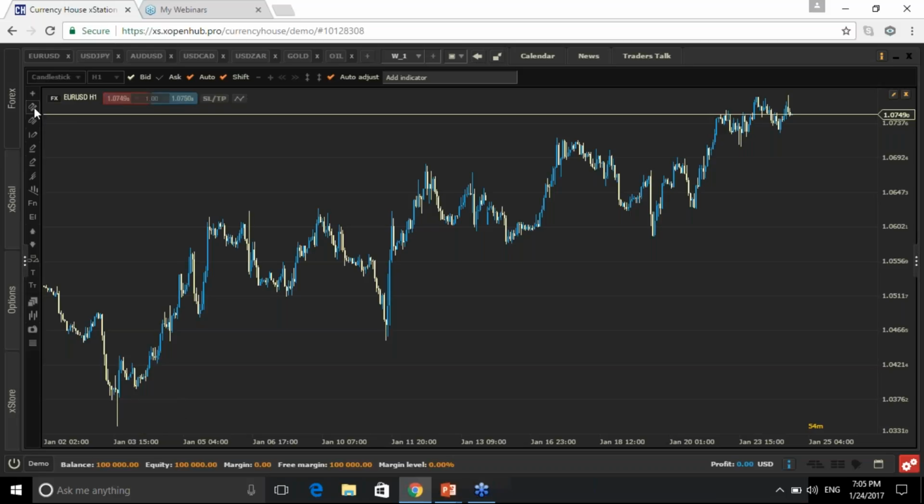How do you do that? You click the thing and click and hold your mouse and just make it extended. So you let go of the button and you can see that the price have tried to test this yellow line several times.